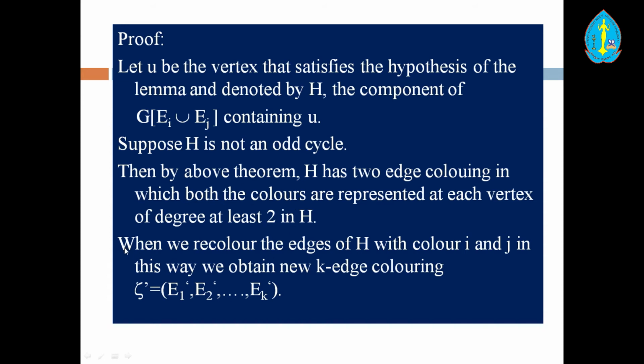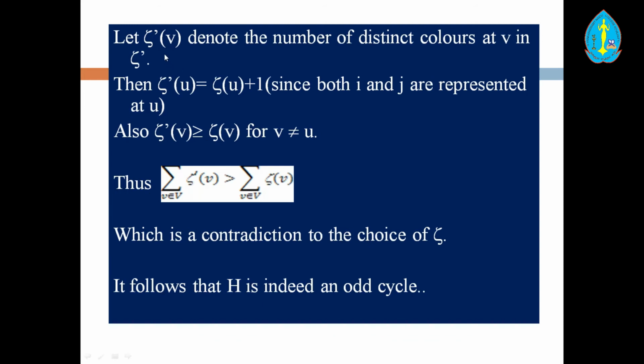When we recolor the edges of H with colors I and J in this way, we obtain a new k-edge coloring. That is, here U is the vertex such that I is not represented at U and J is represented twice at U. If we recolor, I is represented at U and J is also represented at U. So a new k-edge coloring is script C dash, that is E1 dash, E2 dash, up to Ek dash. This is the new k-edge coloring. Here, script C dash of V denotes the number of distinct colors at V in C dash.